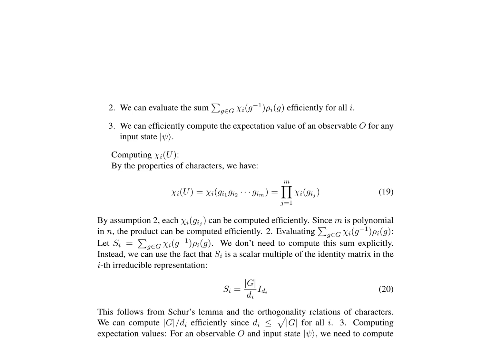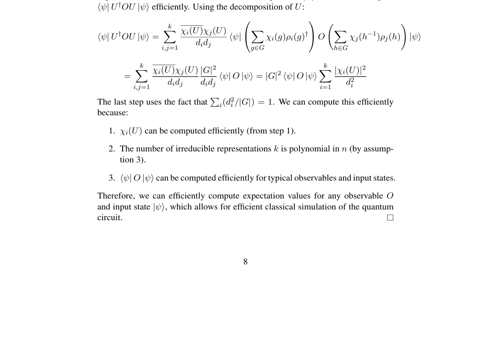The generalized Gottesman-Knill theorem is presented, providing conditions for efficient classical simulation of quantum circuits composed of gates from a finite group. The theorem requires efficient computation of irreducible representations, character values, and the number of irreducible representations growing polynomially with the number of qubits. The proof involves decomposing the quantum circuit into a sum of terms, each corresponding to an irreducible representation, and showing that each term can be computed efficiently. This enables the classical simulation of quantum circuits composed of gates from a finite group.